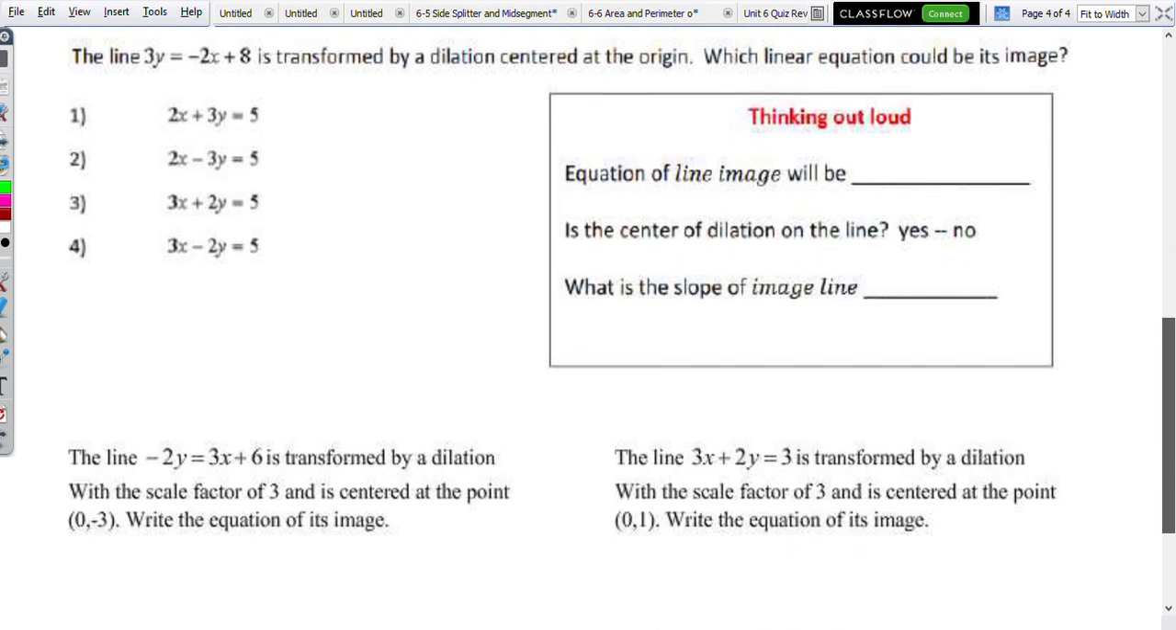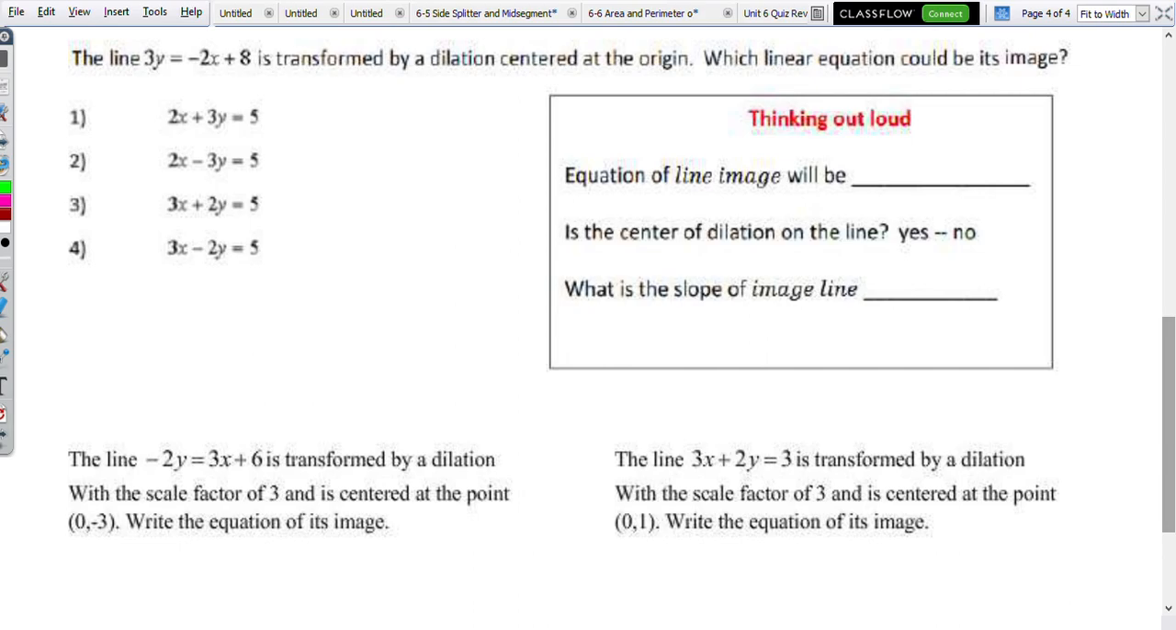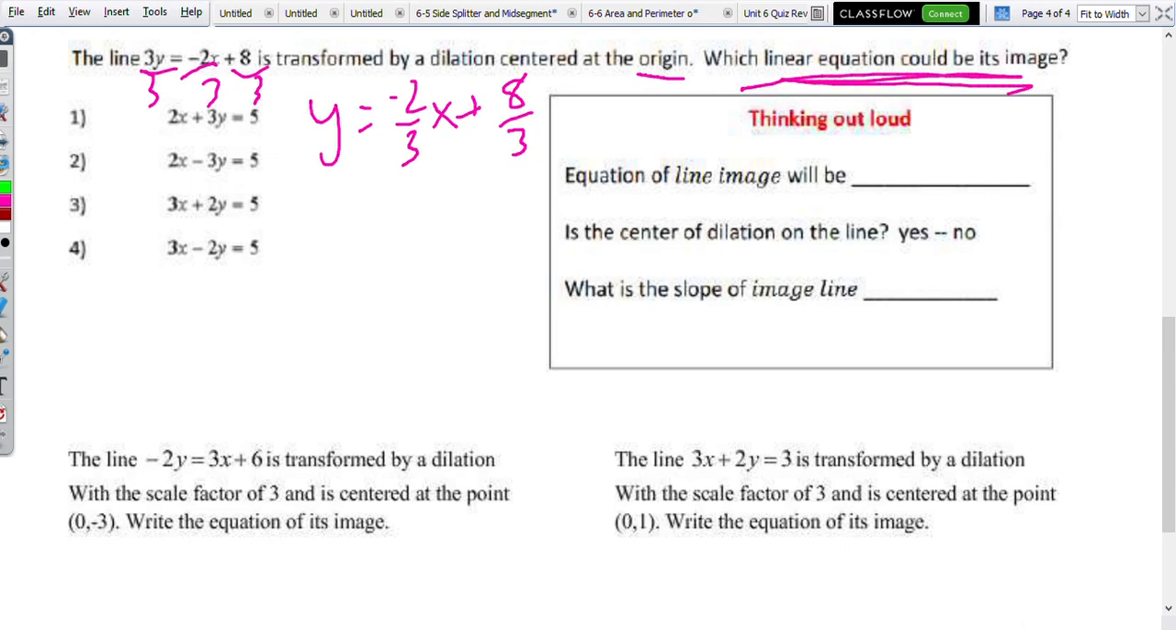Okay, the next one, same thing. We want to dilate about the origin. Remember, that means the y-intercept has to be 0 in order for the line to stay the same. So the first thing I'm going to do is divide everything by 3 to get my equation. So I'm going to get y is equal to negative 2/3 x plus 8 over 3. Now it just says which of these could be its image. So I don't even want to know what the y-intercept is. All I care about is which one of these is going to have the same slope of negative 2/3.